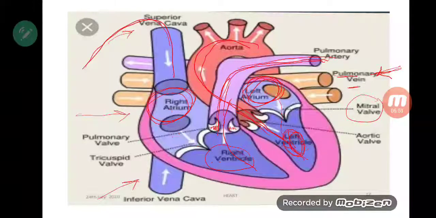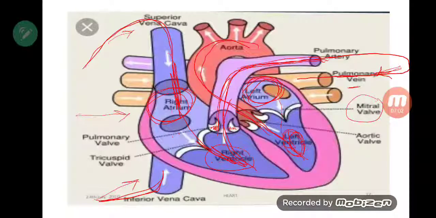It enters the superior vena cava and inferior vena cava to the right atrium, enters the right ventricle, then the pulmonary artery to the lung, and comes back through the pulmonary veins, enters the left atrium and left ventricle, then to the aorta and all over the body. Then it comes back again from all over the body to the superior vena cava. Then the cycle will begin again.